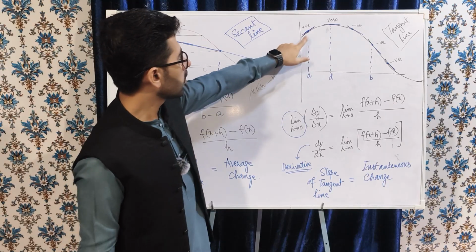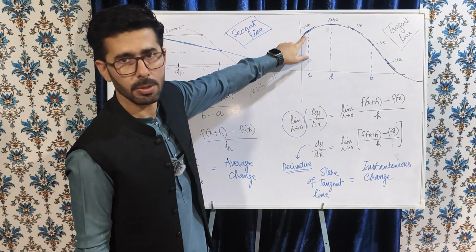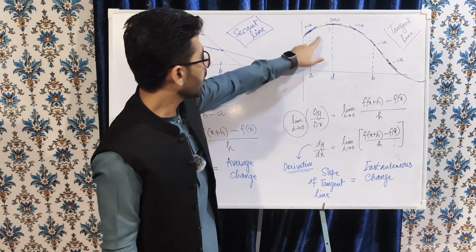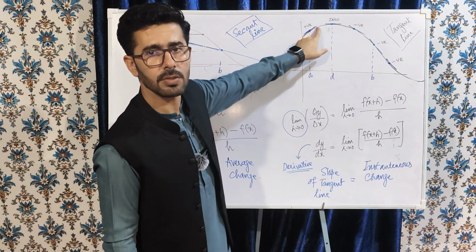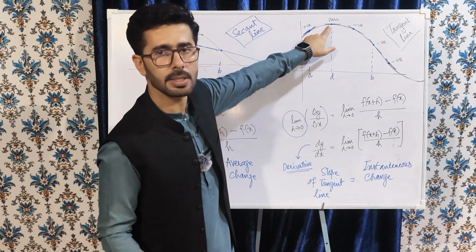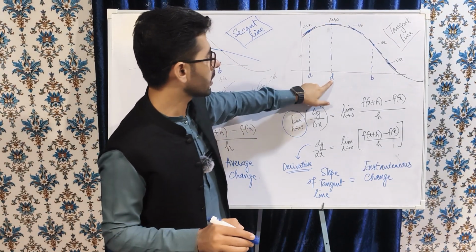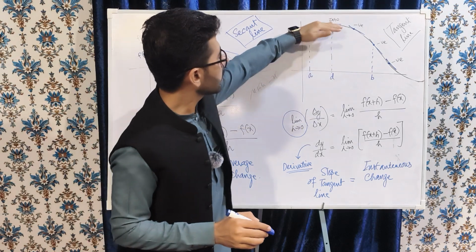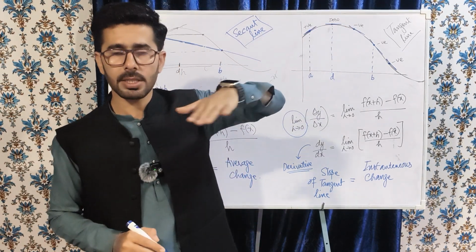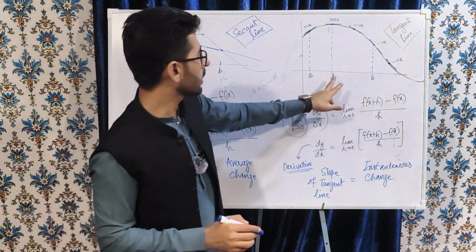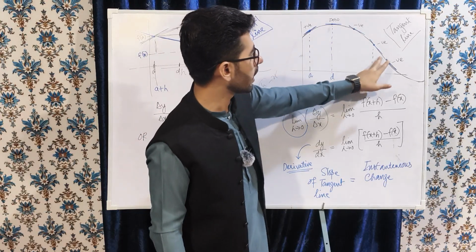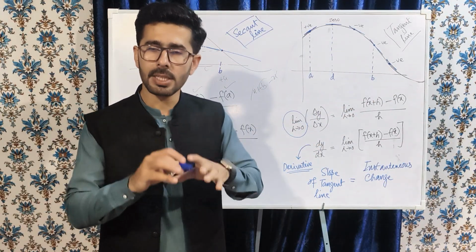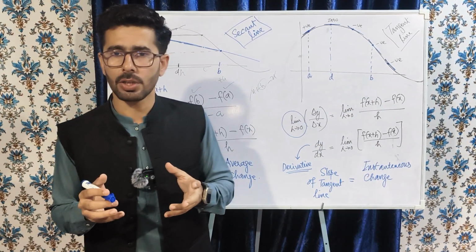So at A point, my tangent line has a positive slope. Near A, it still has positive slope. It keeps the same positive slope till this point, say D. At this point, the tangent line is flat. It's horizontal. It has a zero slope. And then after D, my tangent lines have negative slope. Now this is giving me a pure picture of reality.